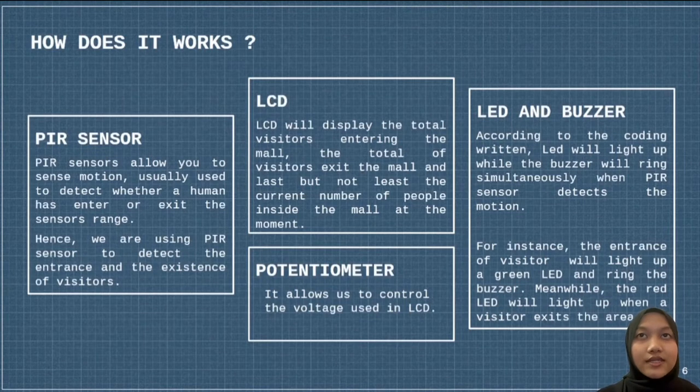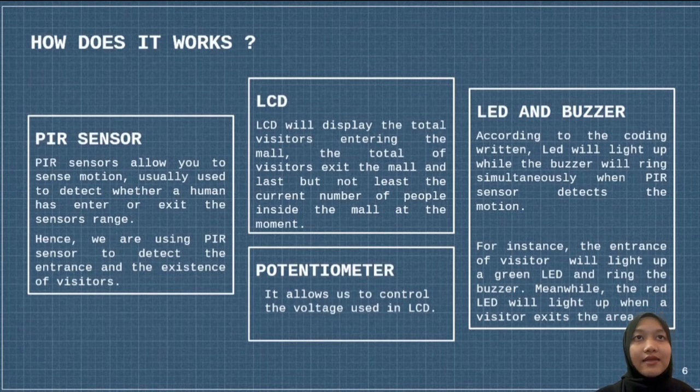So how does it work? Firstly, PIR sensors allow you to sense motion, usually used to detect whether a human has entered or exited the sensor range. Hence, we are using PIR sensors to detect the entrance and exit of visitors. Then, the LCD will display the total visitors entering the mall, the total visitors exiting the mall, and last but not least, the current number of people inside the mall at the moment. Then, the potentiometer allows us to control the voltage used in the LCD.